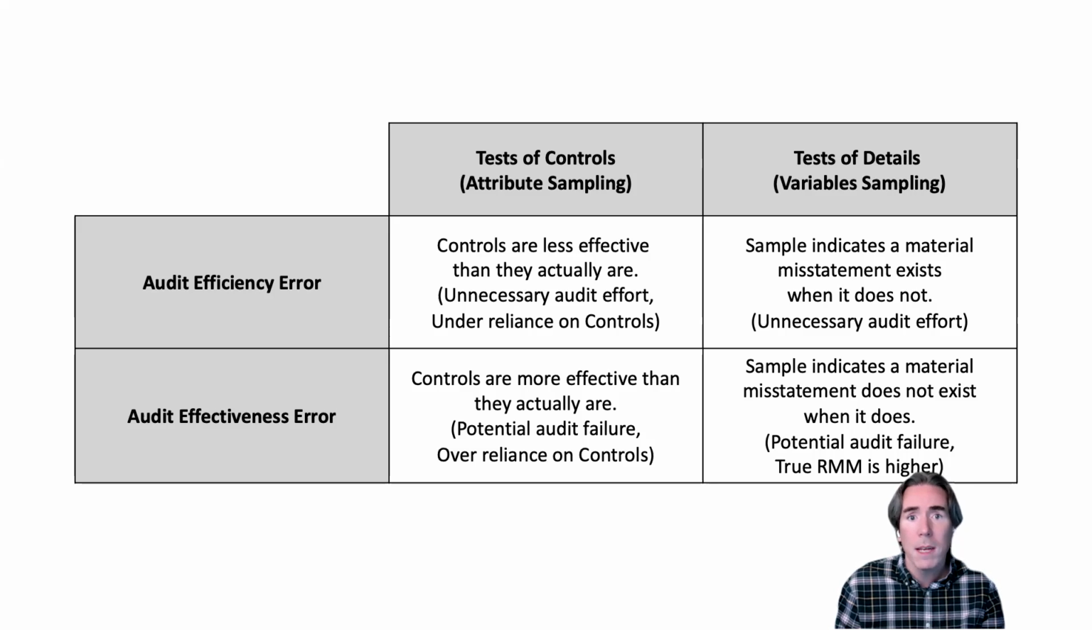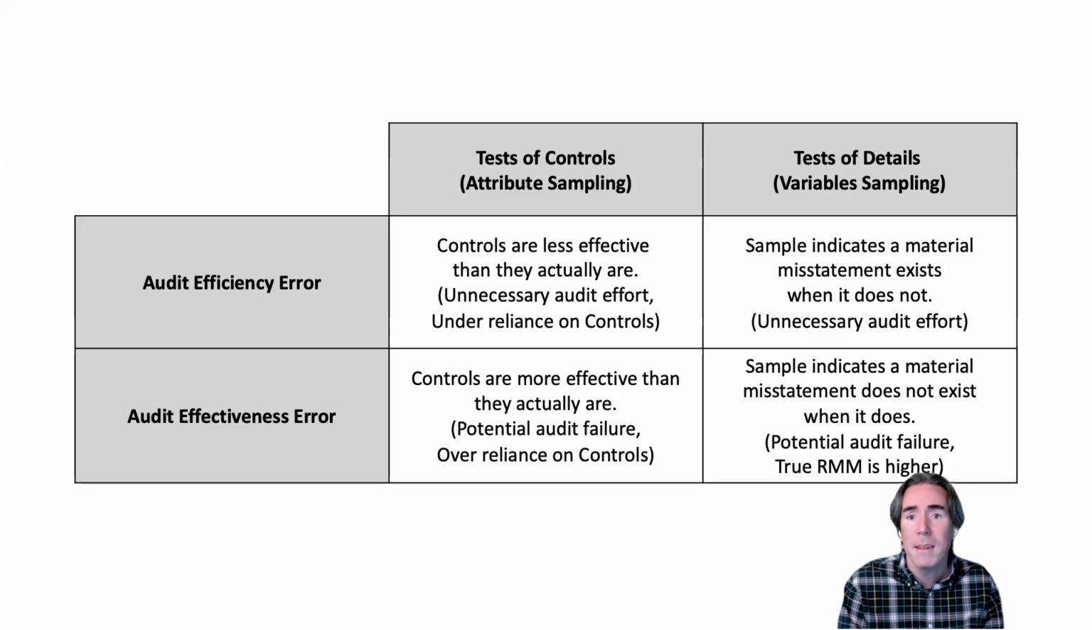However, the alternative is we rely upon a control when we should not. In other words, the control is not effective, but we believe it is. By relying on a control that is ineffective, we're going to set control risk too low. When we set control risk too low, we set detection risk too high. When we set detection risk too high, we do not gather sufficient appropriate audit evidence to support our audit opinion.